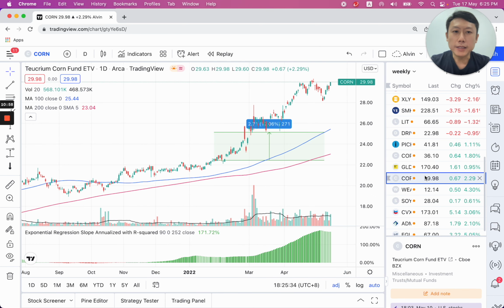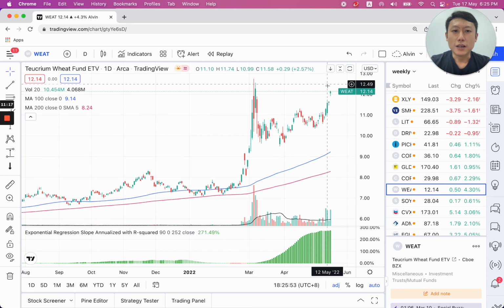Okay, and these are some other commodities. The grains are still doing well. These are direct replications of the commodity prices. Okay, so these are ETFs. This is the corn ETF. You can see that the prices are still going up, right? The uptrend is still intact pretty much, and is in fact testing a new high.